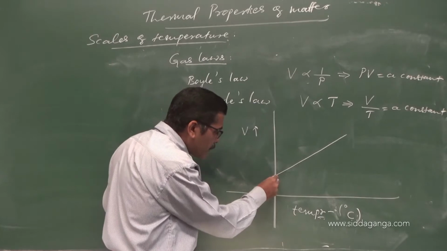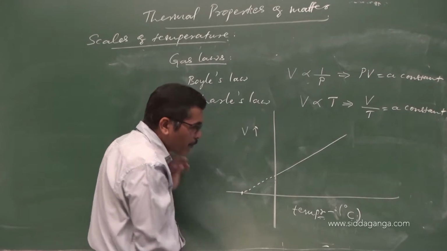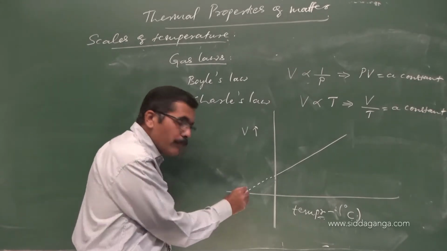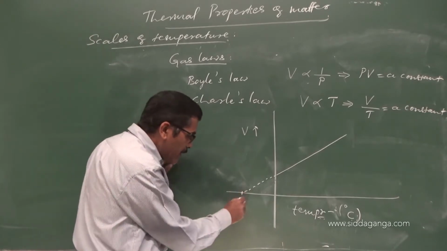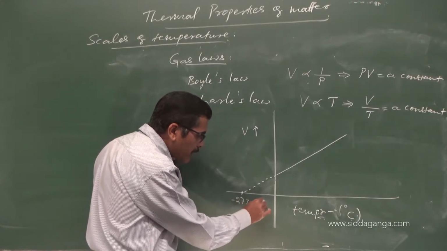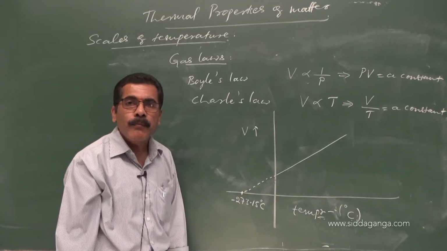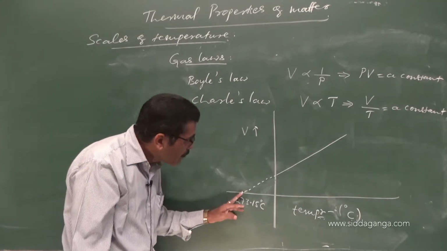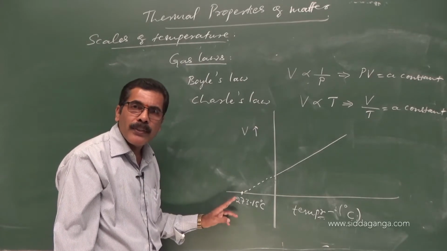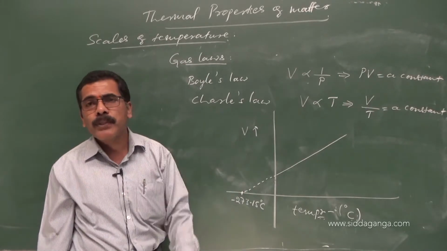When you extrapolate the graph, it will touch the temperature axis at a particular value, and this is found to be minus 273.15 degrees Celsius, right? At this particular temperature, graphically, you will find that volume of given mass of gas becomes equal to 0.